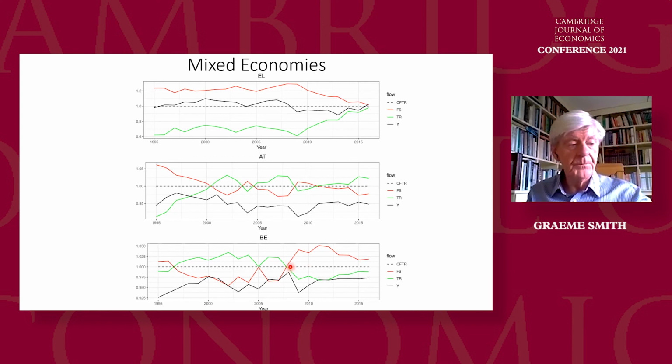And finally, Belgium is a deficit economy, at least in recent years, with the fiscal stance above the trade ratio. But the national income doesn't appear to be converging to the CFTR. It's converging to the trade ratio instead. So it's possible that Belgium is following the scenario advocated by Keynes at the Bretton Woods conference, keeping a balanced current account and allowing their own private sector to finance their public sector deficit.